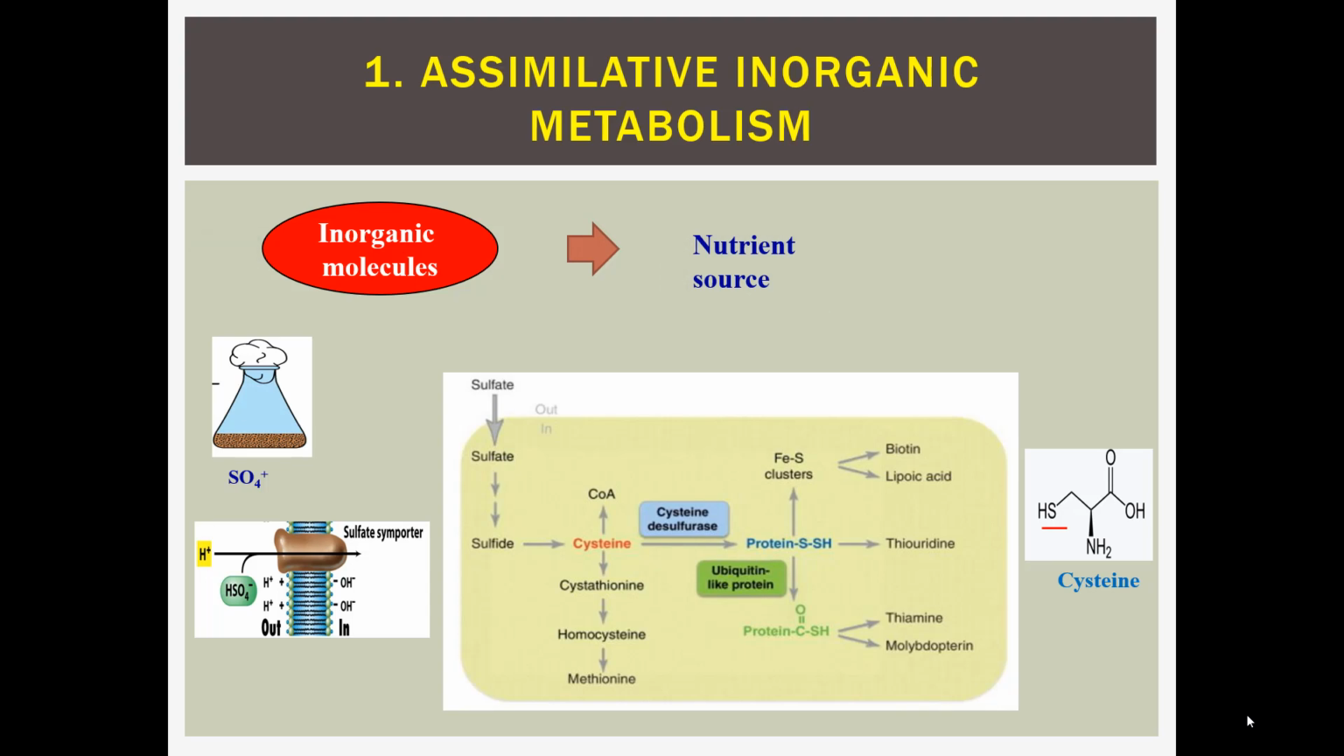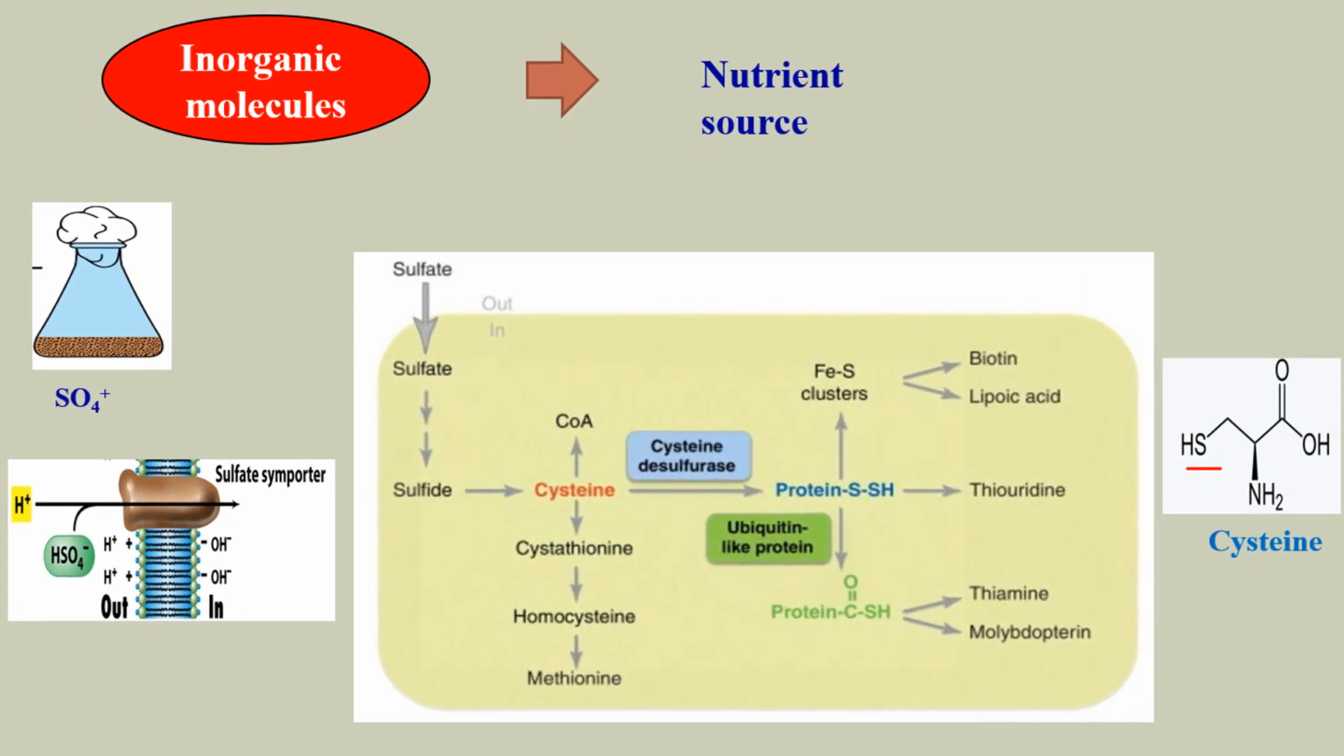Microbes assimilate inorganic compounds as a source of nutrient, and this process of assimilation is what you call assimilative inorganic metabolism. So let's say you prepared a culture medium containing sulfate. Now, sulfate is an inorganic sulfur and can be used as a source of nutrients for microbes. Microbes then utilize sulfate from the culture medium through a specific protein transport system called sulfate symporter.